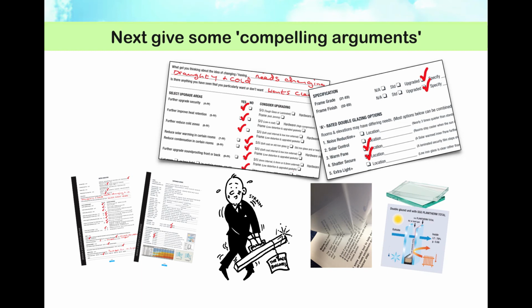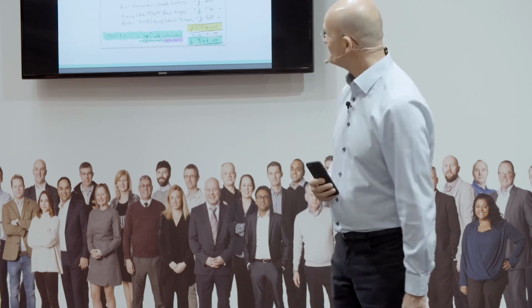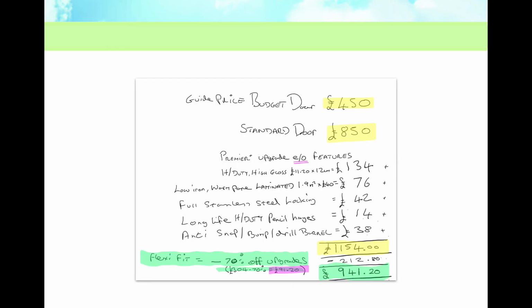In fact, let me show you my price breakdown. So this is prepared in advance. Basically, I'll have already written this down on my pricing sheet. Budget door 450, standard door 850, top spec 1154, and then the extra heavy duty frame, £11 a linear metre, 12 linear metres, 134 quid. Laminated self-warming glass, extra 76 quid.